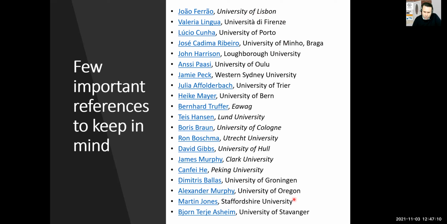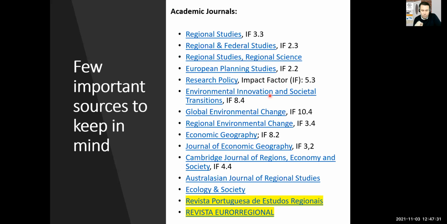So here are some of the references, some of them I cite on these slides, such as John Harrison, a prime reference in regional geography, Ansi Passi as well, and Jamie Peck. These are certainly very important references. And if I focus more on Portugal, those in the beginning are key references to understand the regional dynamics in these territories.